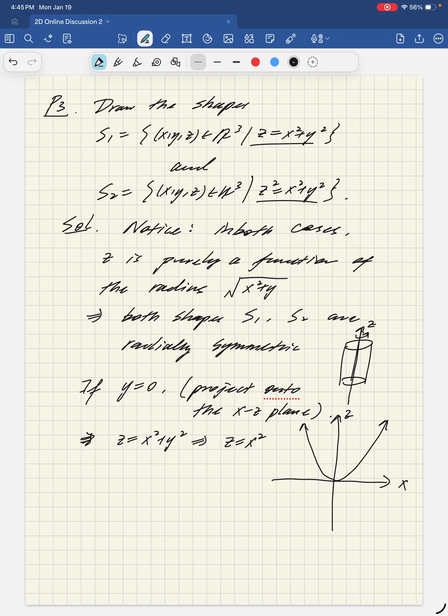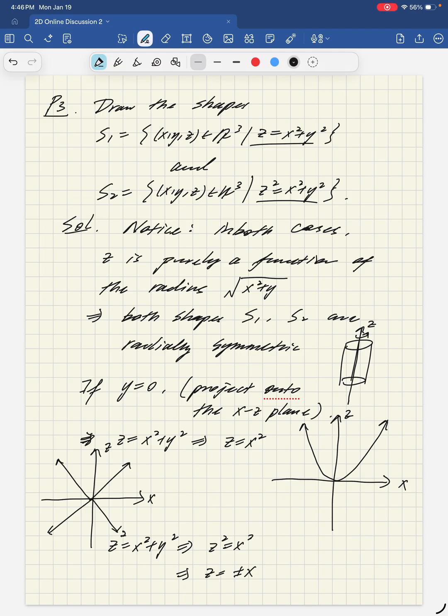And for the next one, z squared equals x squared plus y squared, I get that z squared is x squared. So it means that z is going to be plus or minus x. Let me draw it on the left here.